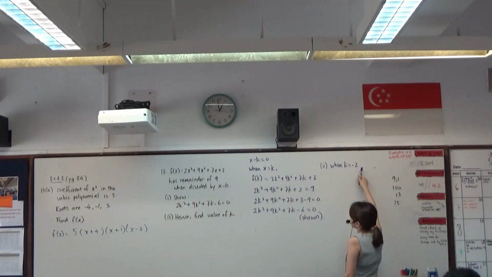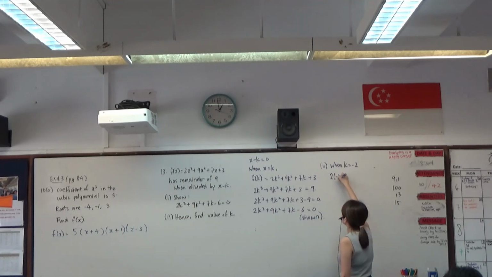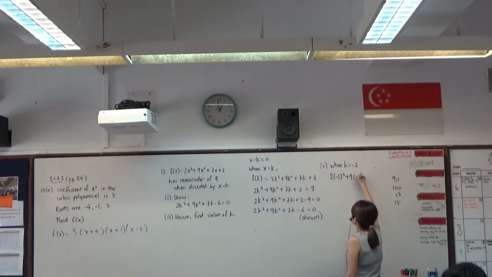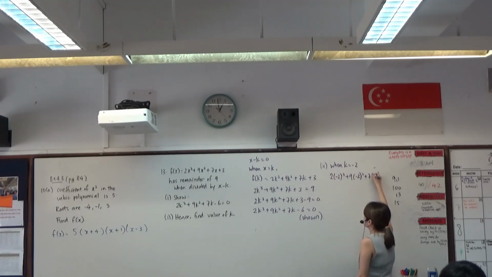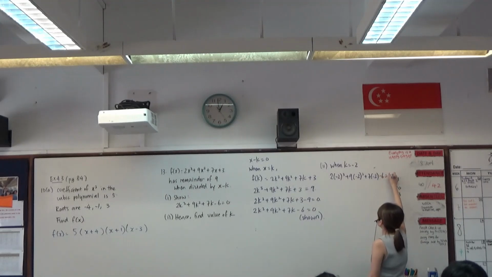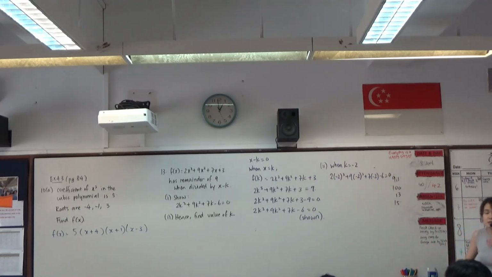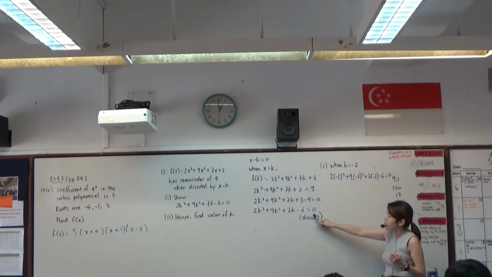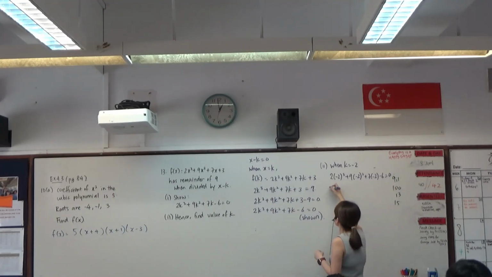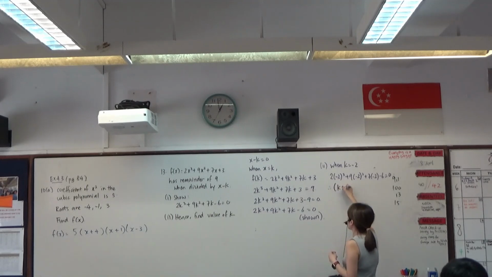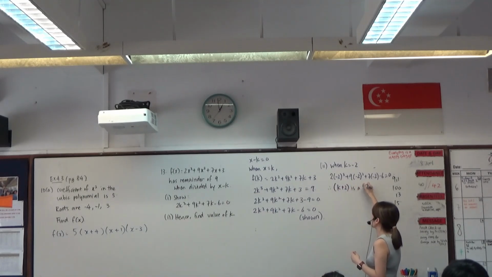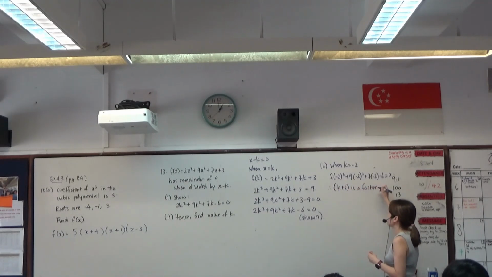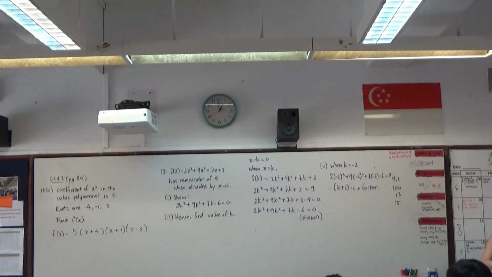So when k equals negative 2, do a check. Then it should give you 0. It gives you 0 because of this computation, not because this question says so. So therefore, k plus 2 is a factor. So first step, find the factor. Second step, do long division.